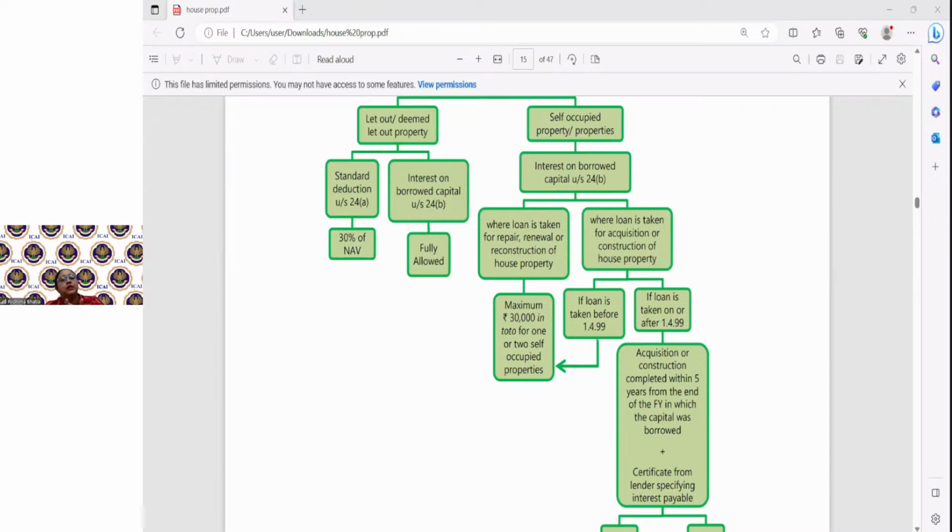Then combine करके check करना है कि construction repair का combination है, maximum interest allowed would be 2 lakhs. Repair का combination है, maximum interest allowed would be 30,000. Construction के then also maximum interest allowed would be 2 lakhs. And Vaishali, इसमें जो interest I am telling you is for the interest for the year and pre-construction period combined.